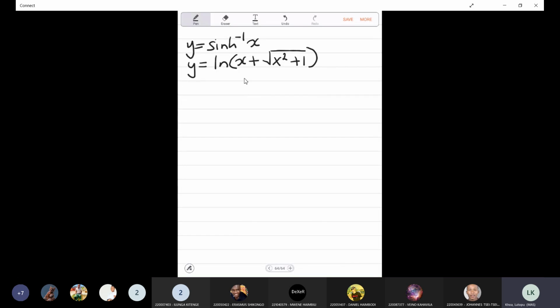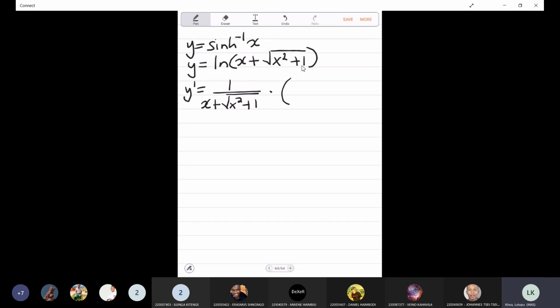Okay, and you can differentiate this, so we can see everything is in terms of x. We know how to differentiate this without any problems. So just go ahead and differentiate and see that we will get the same answer. So y prime, this is 1 over x plus the square root of x squared plus 1. And then we multiply by the derivative of the bracket.